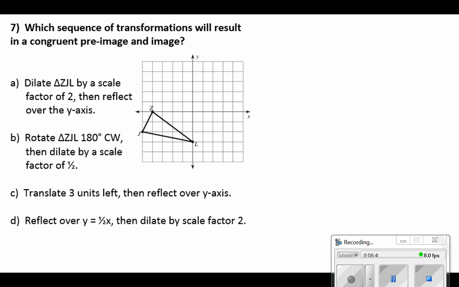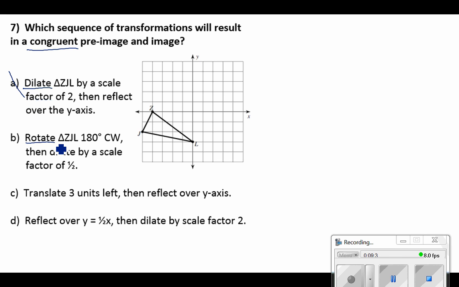Number 7, which sequence of transformations will result in a congruent pre-image and image? Congruent is the key word there. Congruent means it's going to stay the same shape and the same size. It can be anywhere on our graph, but it has to stay the same shape and the same size. This is where we're looking for a specific word that we cannot have in our answer choice, and that would be dilate, because a dilation would lead to a similar, not congruent figure, because similar figures are the same shape but not the same size. So, it has dilate, so that's not going to be our answer.